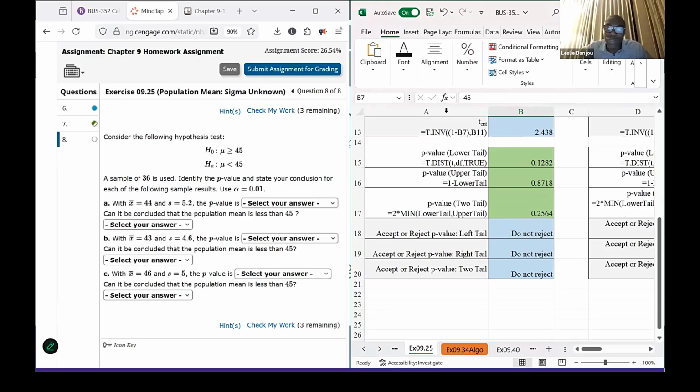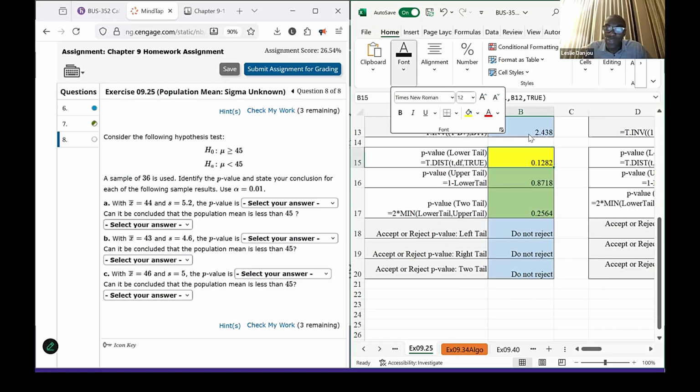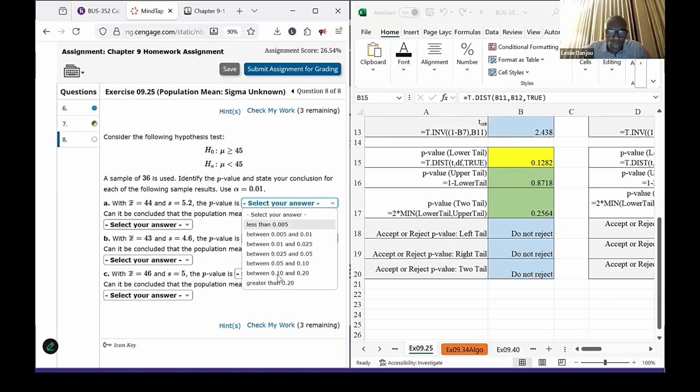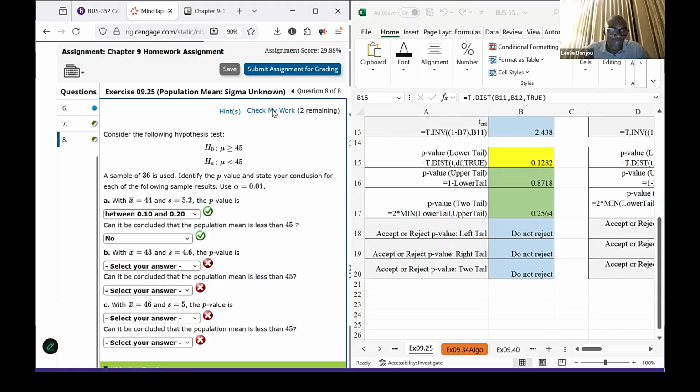First of all, which p-value? I'm going to yellowify this guy right here. Which p-value are they talking about? This p-value right here. You see how it says 0.1. When I click on this, I will look for anything 0.1. You see 0.1, so I will click that. Then, can it be concluded? If it says do not reject, it is no. Let me make sure, because Cengage sometimes twists things around. Good. Do not, so no. If it was reject, it would be yes.